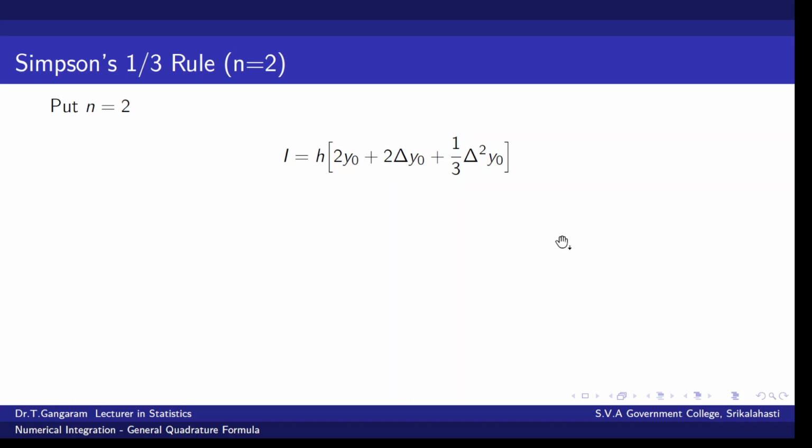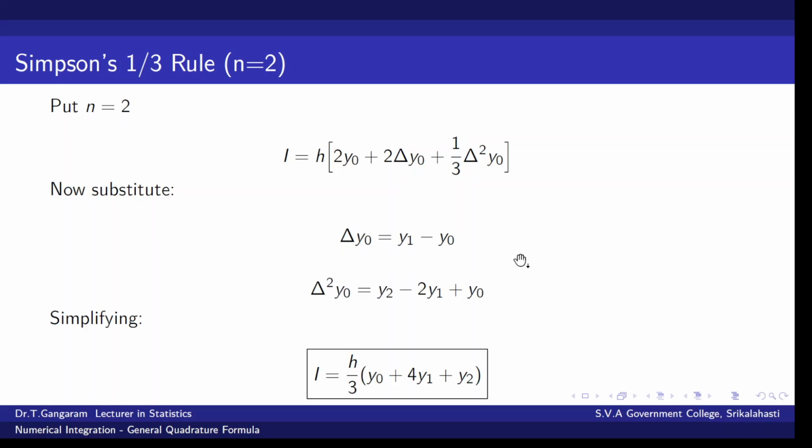Next is Simpson's one-third rule. Substitute n is equal to 2 in the general quadrature formula, ignoring the higher order terms from delta cube y naught. This is our formula. Substitute delta y naught is equal to y1 minus y naught. Delta square y naught is equal to, we all know, y2 minus 2y1 plus y naught. This is for three terms. Simpson's one-third rule for three terms is h by 3 into y naught plus 4 into y1 plus y2.